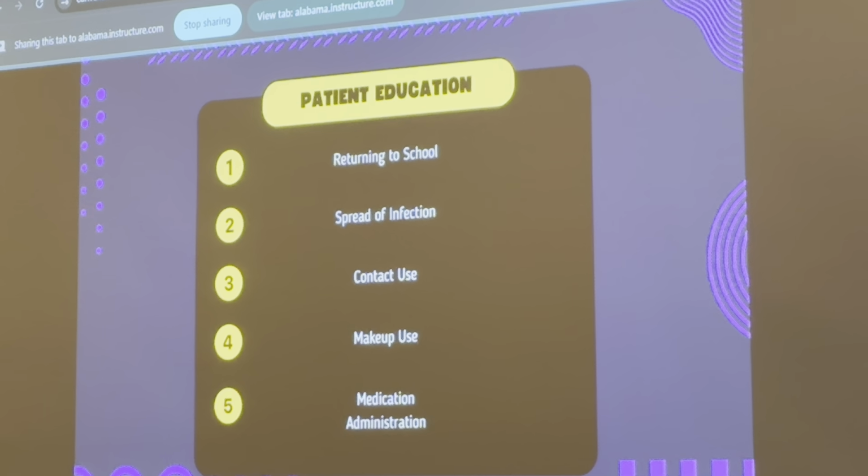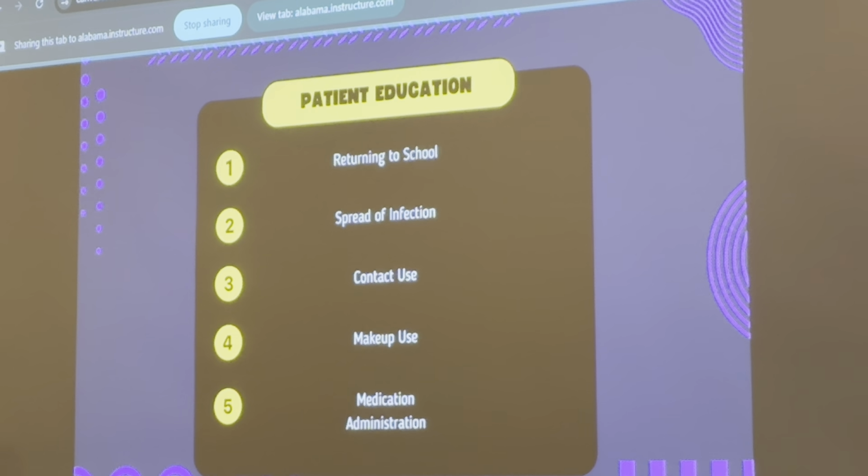Alright, so what do we need to educate our patients on for conjunctivitis? Your number one question: when can my child return to school? That's pretty common most of the time. Or when can I return to work? No one really asks that, but when can I return to school? They're going to tell them 24 hours after their antibiotics or their antivirals, and they're fever-free, they're no longer contagious. That's when they can return to school.